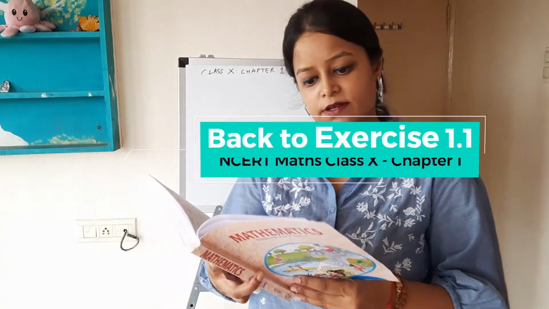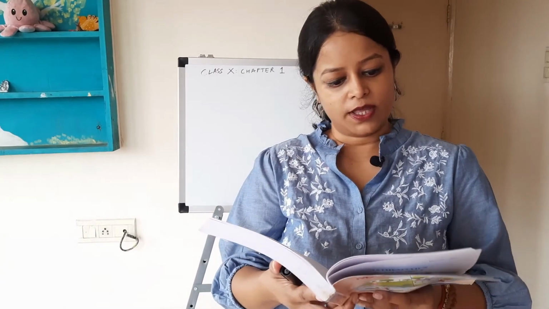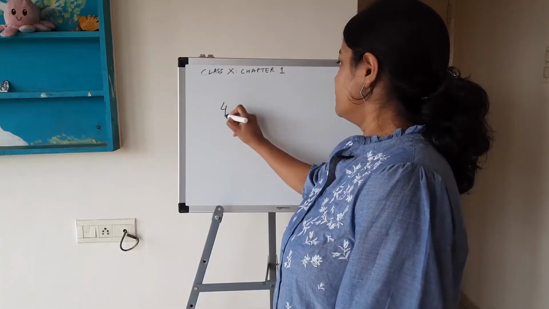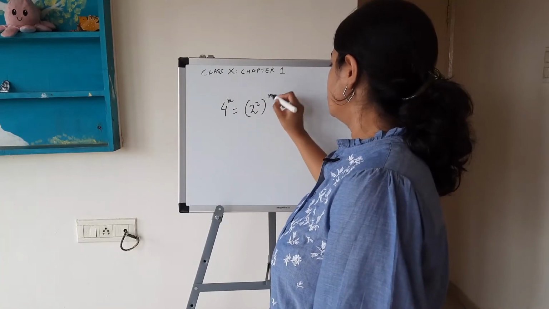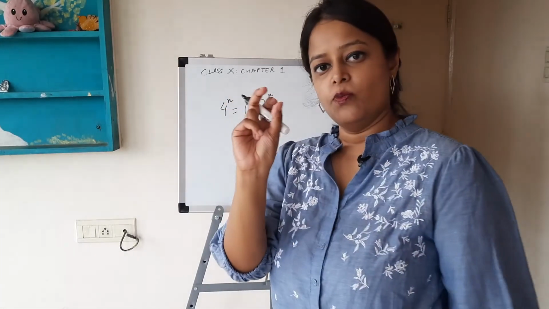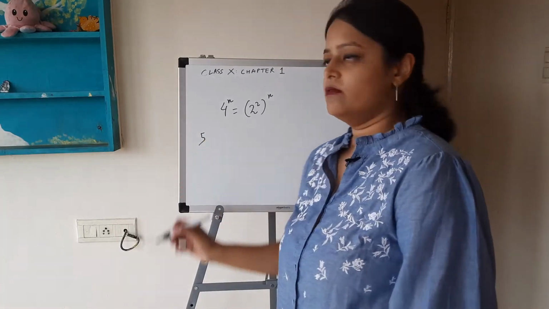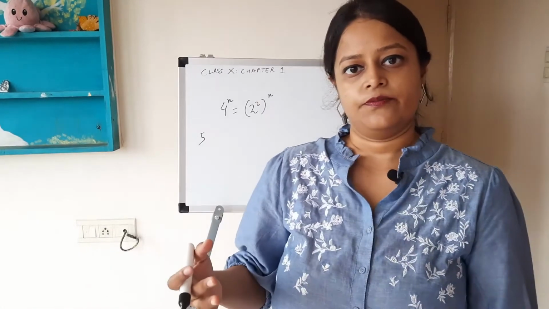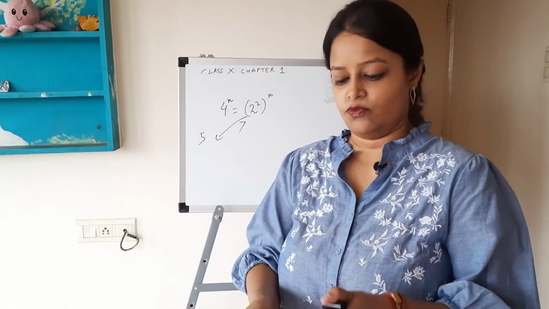One of the questions here is, consider the number 4 to the power n, where n is a natural number. Check whether there is any value of n for which 4 to the power n ends with the digit 0. So 4 to the power n, how can 4 be expressed? 2 to the power 2 to the power n. Now for it to end in 0, there definitely has to be a 5 here, because 5 into 2 is 10. So there itself we get our answer, that it cannot end in 0.